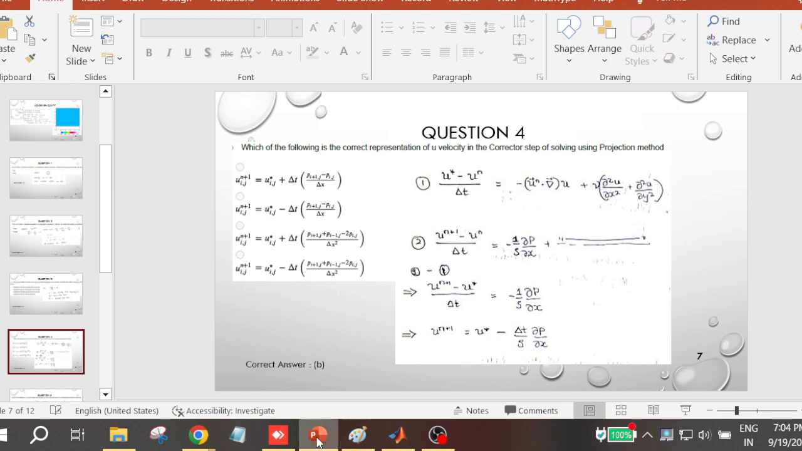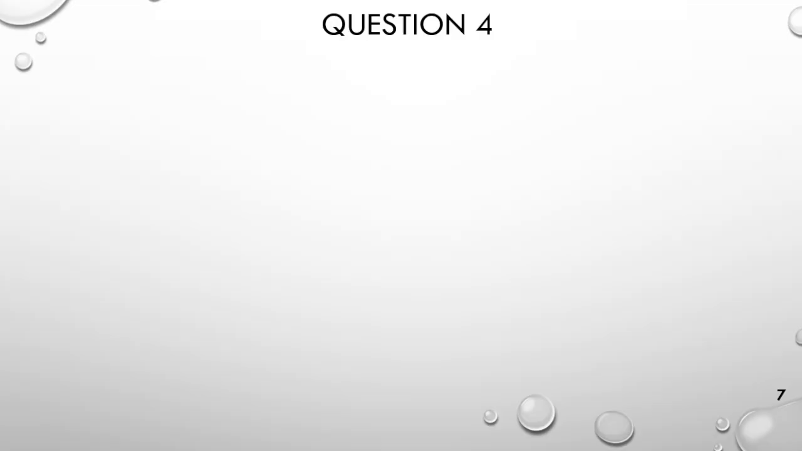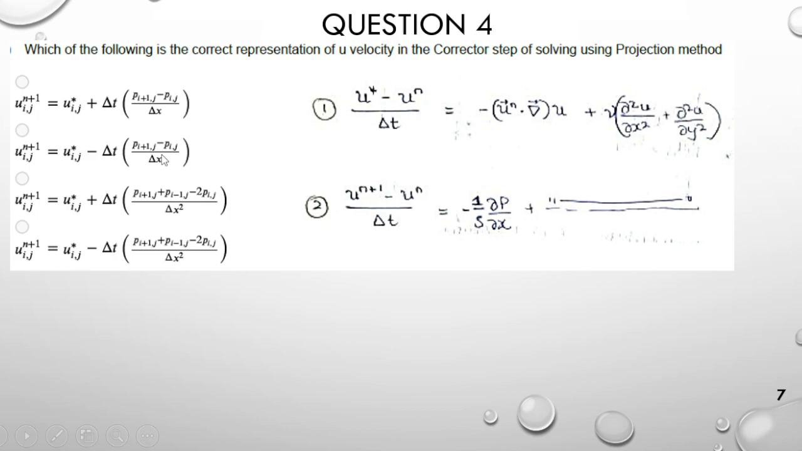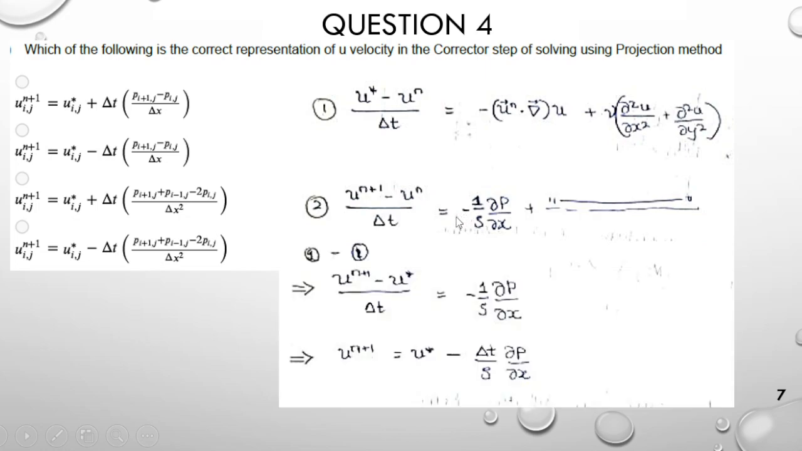The minus should be there, so that is what I have written. I hope this is understood. This is the advection term, and this is the diffusion term. They remain the same whether you take u^(n+1) or u^n. Only when I take u^(n+1) do I have the dou p by dou x term also. Now when I subtract these two equations, 2 minus 1, I come up with u^(n+1) minus u star divided by delta t. So u^(n+1) is equal to u star minus delta t divided by rho times the pressure gradient. So B should be the correct answer.